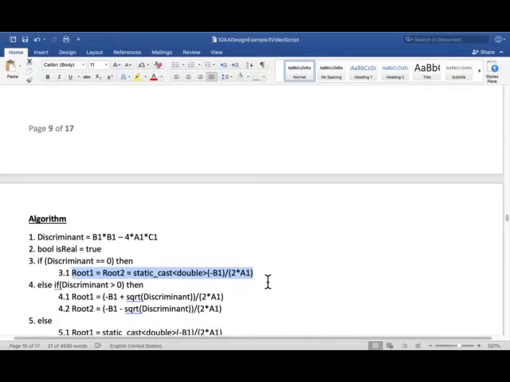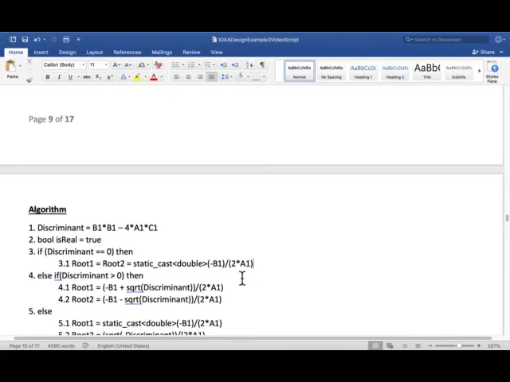And I believe I've left out something in the algorithm. Actually, is real is already set to true, so I don't have to change that, because that will remain. So I don't have to add anything new. If discriminant is greater than 0, then root 1 is this, and the only difference between these two is this minus value.